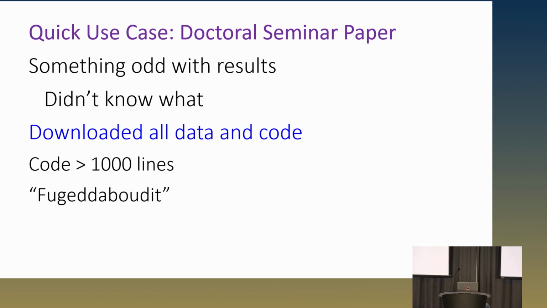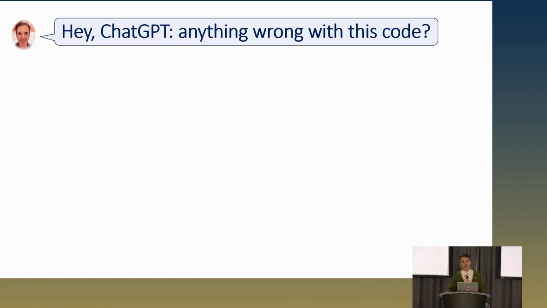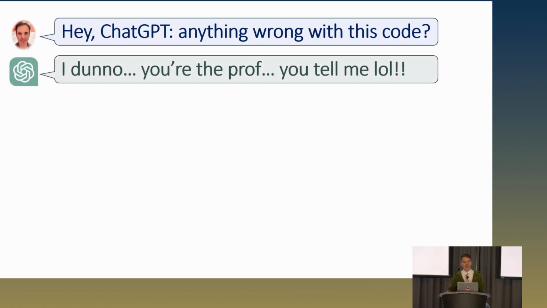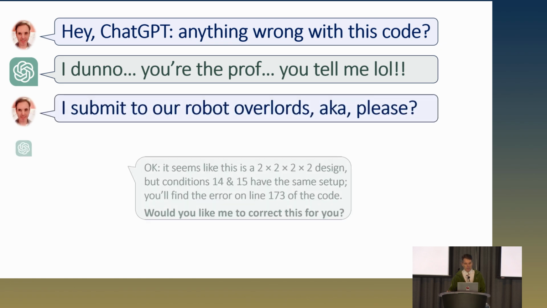I'm from Brooklyn, actually, and I could say this word, forget about it, exactly right, but I won't torment you with it. So I said, hey, ChatGPT, what's wrong with this code? I didn't think this would work. So ChatGPT said, I don't know, you're the professor, you tell me. I was like, okay, no, I submit to our robot overlords, please.